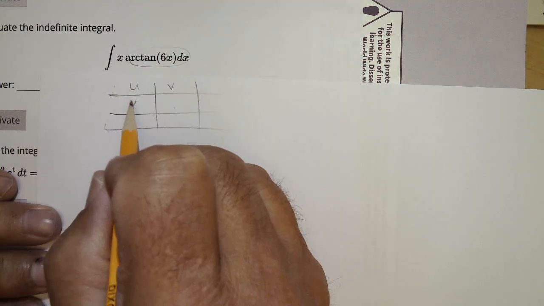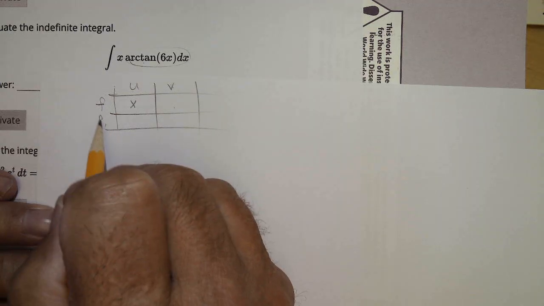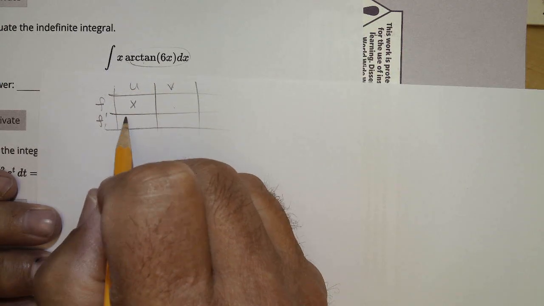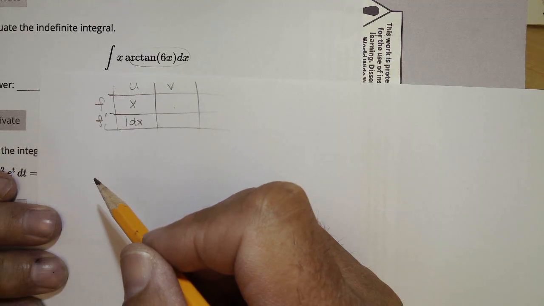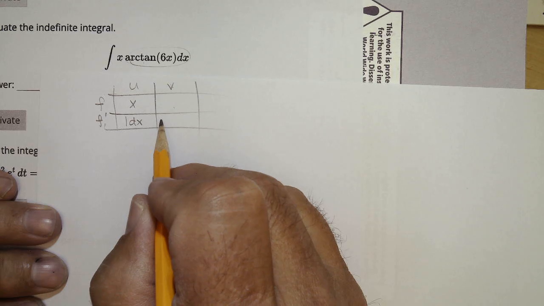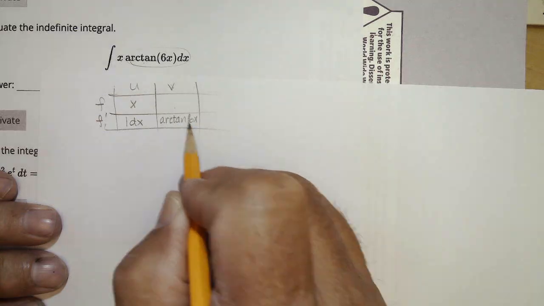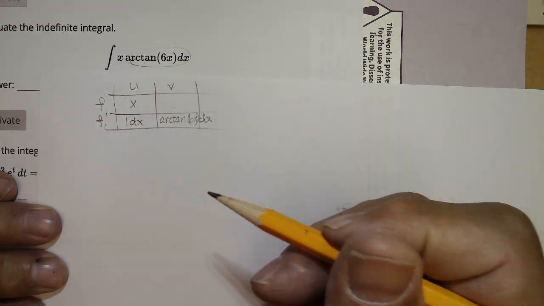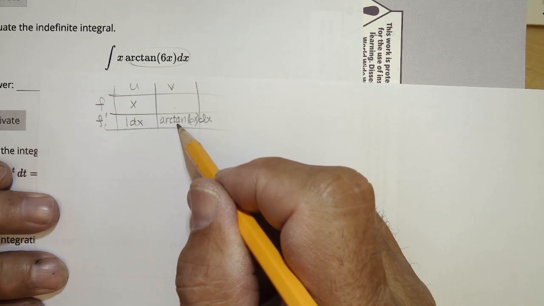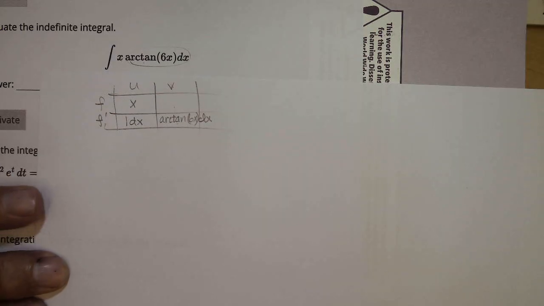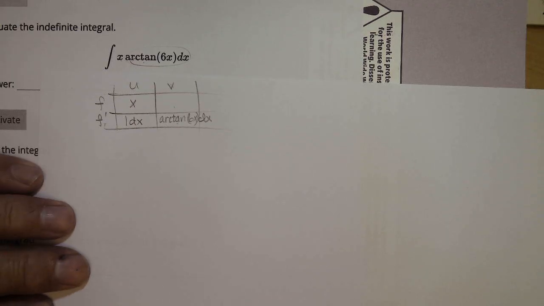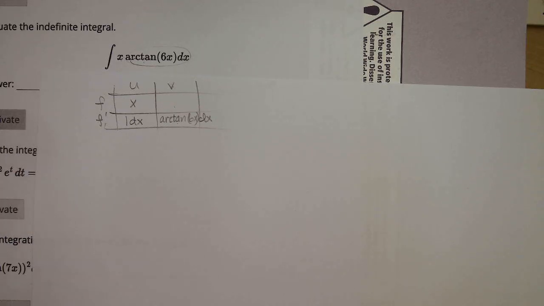I'm going to put the x here for the function. Its derivative would be 1 dx. And I'm going to put the arctangent 6x dx in that spot. So I need to know the antiderivative of arctangent of x. And we haven't, let's see, have we done that? Let's see. We have to do that to do this problem.